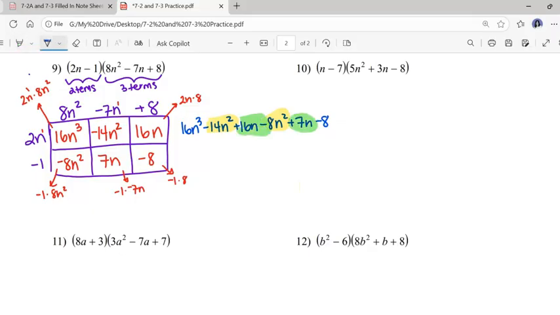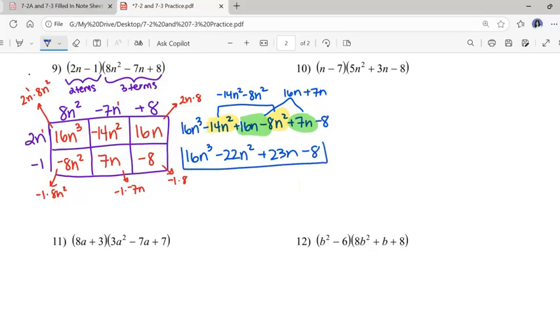So let's combine together the things we can. We have 16n to the third. That doesn't have anything in common with anything else. But then I have negative 14n squared and a negative 8n squared. That's going to give me a negative 22n squared. Then I have the n's. So I have 16n and a 7n. And when I add those together, I get 23n. And then I have the minus 8 at the end by itself.